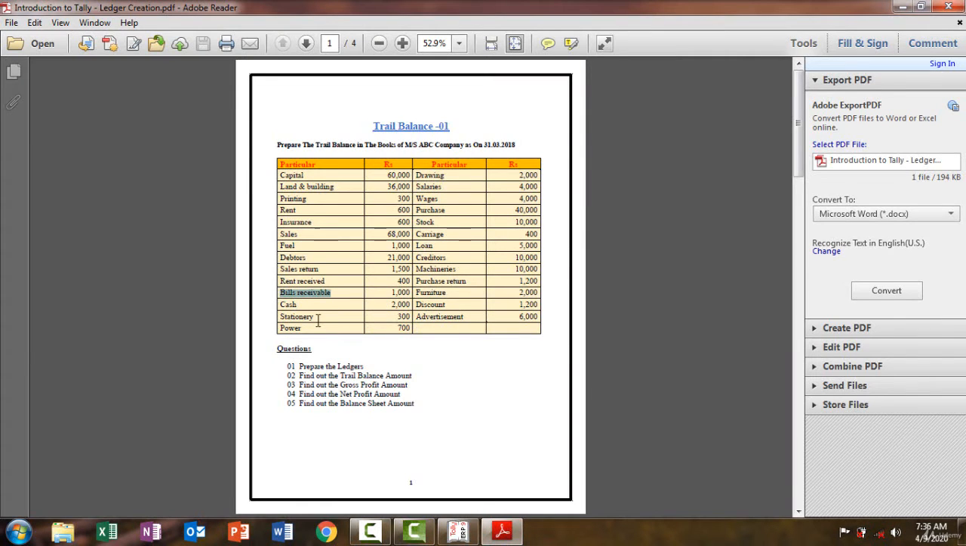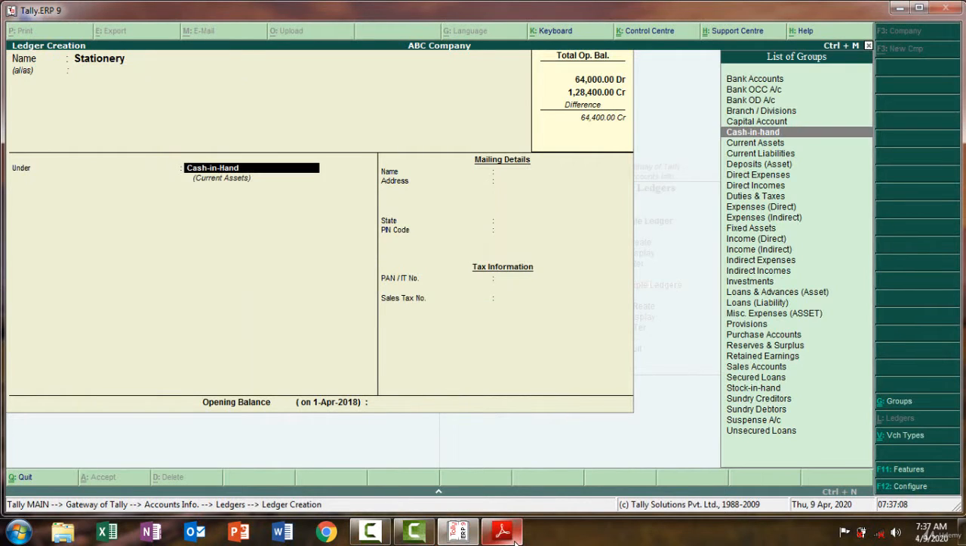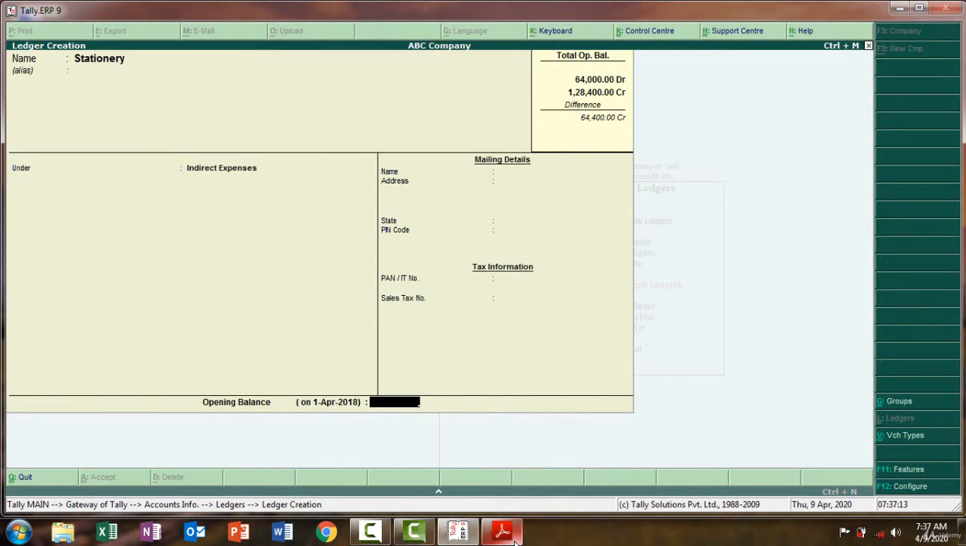And then stationery is indirect expenses. And then indirect expenses are always debit, so we have to enter the amount, how much stationery, 300, right? Yes, 300. And stationery is always debit because it's one of the expenses.